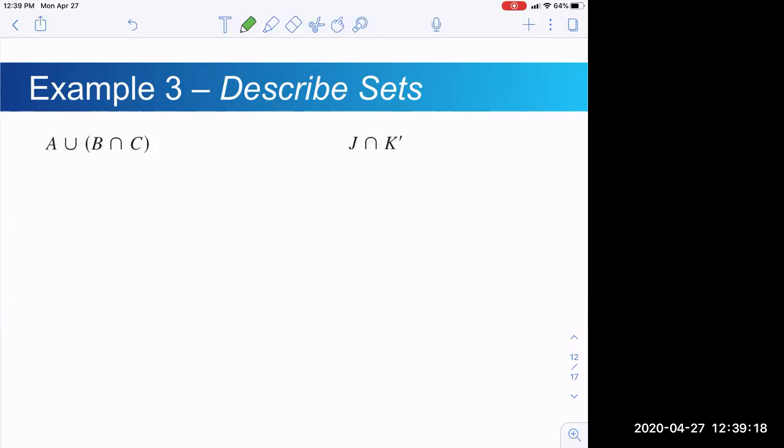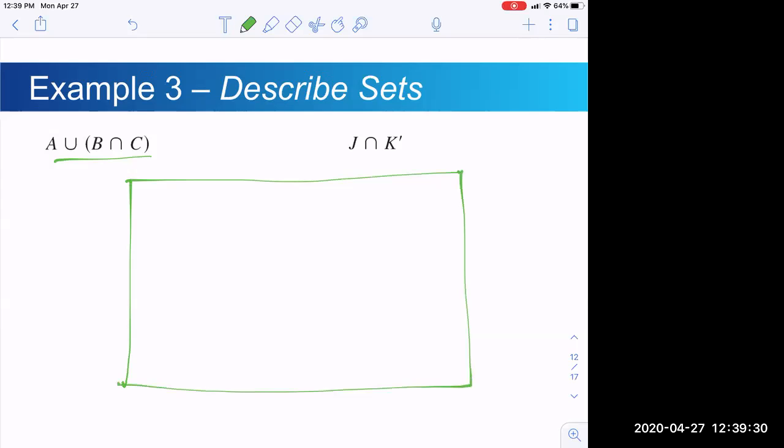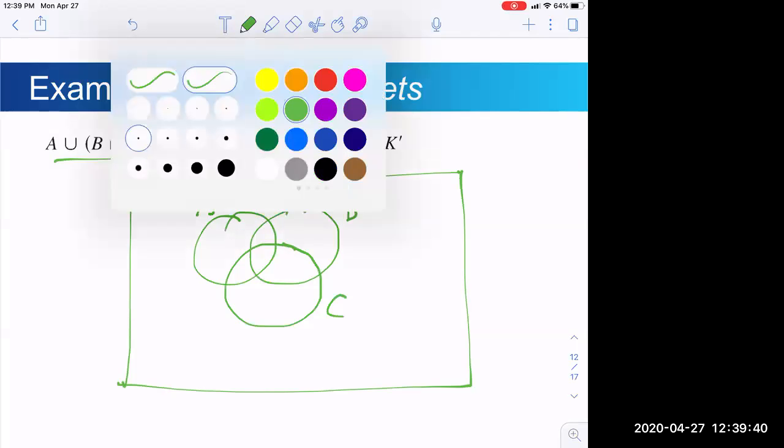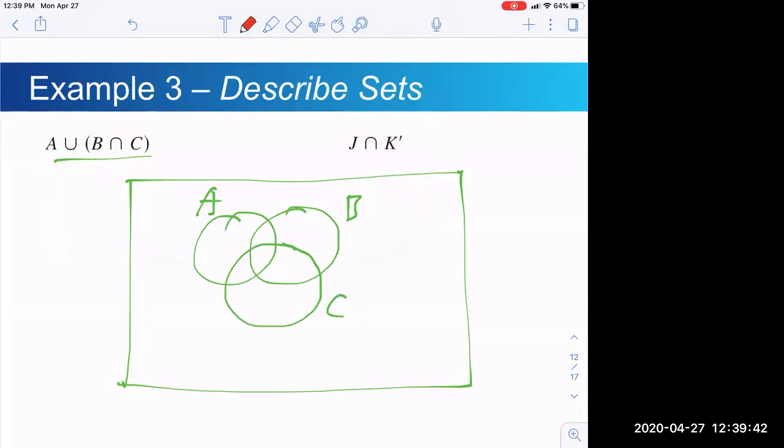So I want to just look at these, maybe draw pictures for you. So I'll do this one first. We have 3 sets, and when we have 3 sets, we commonly do it this way. We'll have A, B, and C. So we have a lot of overlap. Nice thing about having colors is I can do this. I want B intersect C because that's in the parentheses.